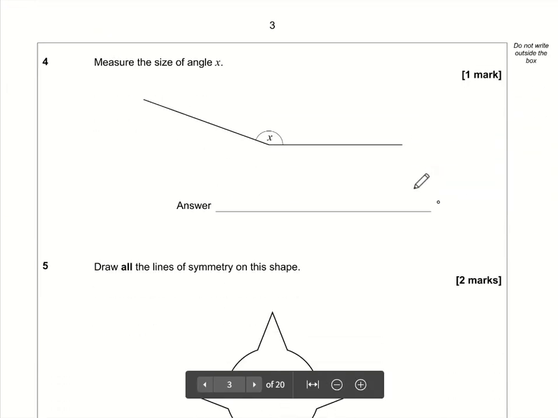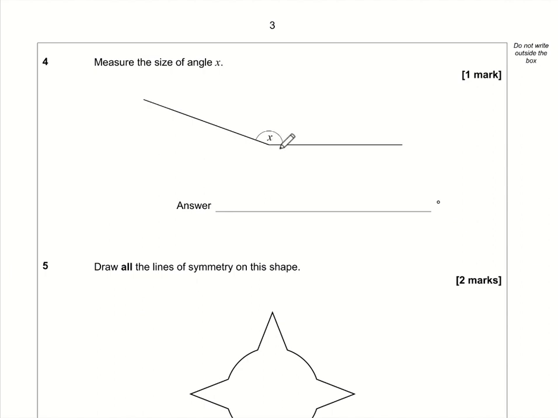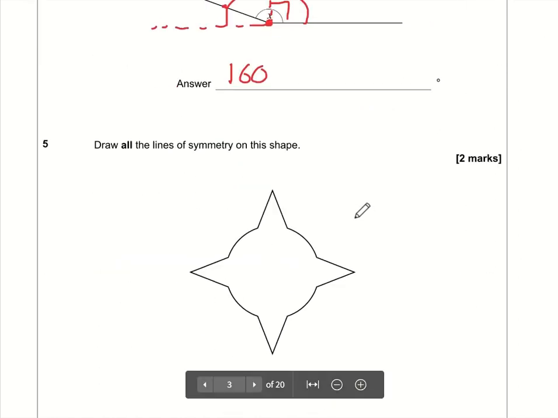Question number 4. First of all, let's just estimate what this angle is. We can see that it's an obtuse angle because it's greater than 90 degrees and less than 180. So it's got to be somewhere between 90 and 180. We can see that it's closer to 180 than it is to 90. If you put a protractor along here and take a measurement, which is impossible for me to demonstrate on the screen at the moment, you should measure this angle to be 160 degrees, although anything between 158 and 162 is acceptable.